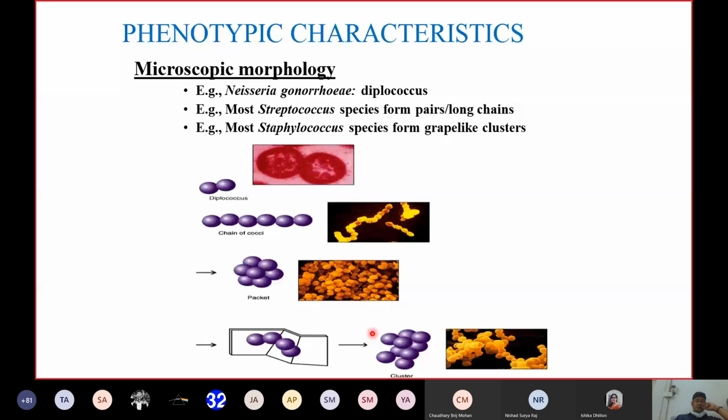Phenotypic characteristics. Under, again, we are now in microscopy. I told you just now, Gram staining. So in Gram staining, as we have just seen, we can see the arrangement also. If we see Gram negative diplococci, then it could be Neisseria. It could be meningitis, or it could be Neisseria gonorrhea.